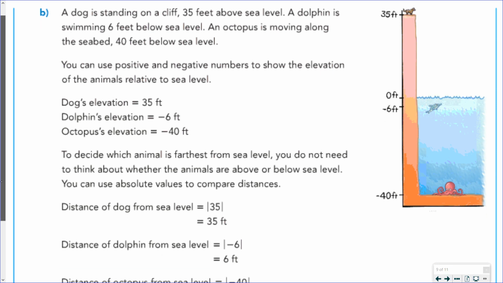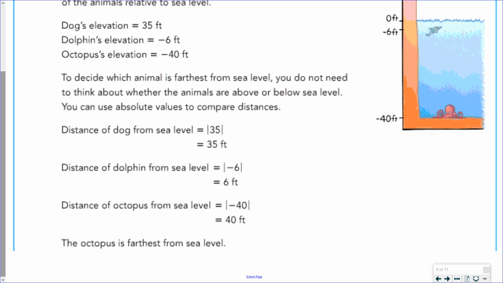But if the question was to decide which animal is farthest from sea level, that's where we would need to use the absolute value. The dog would still be 35 feet away from sea level. The dolphin would be 6 feet away from sea level. And the octopus is 40 feet away, which means the octopus is farthest from sea level. And if the question was which animal is closest to sea level, it would be the dolphin, because the dolphin is only 6 feet away from sea level.